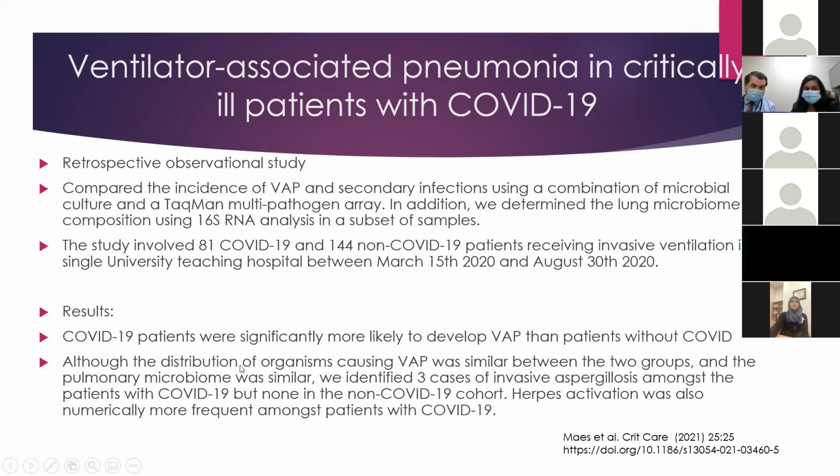And they looked at the distribution of organisms causing the ventilator-associated pneumonia, and it was similar in the two groups. So this really tells us that we can use what antibiotics we're already using in our hospitals for VAP on the COVID patients as well. So you wouldn't need to use different antibiotics; you could just go with what you're already using in your community, in your hospital. Or depending on the antibiogram.